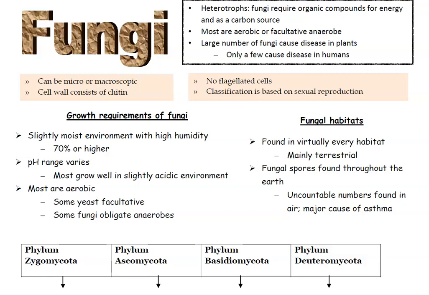Fungi require a moist environment with high humidity, so like 70% or higher. The pH range varies. Most of them grow well in slightly acidic environments, and most are aerobic. Some yeast are facultative, and some fungi are obligate anaerobes. They're found in virtually every habitat on the earth. They're mainly terrestrial. Fungal spores are found throughout the earth. Uncountable numbers of fungal spores are found in the air, which is a major cause of asthma.